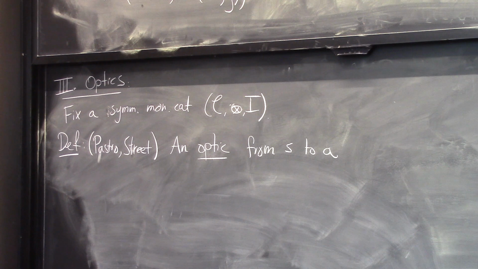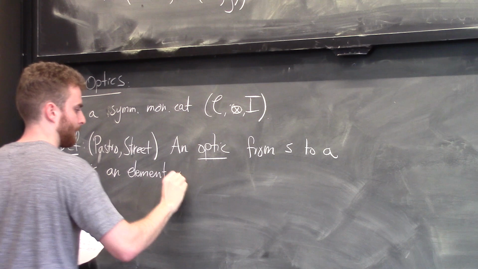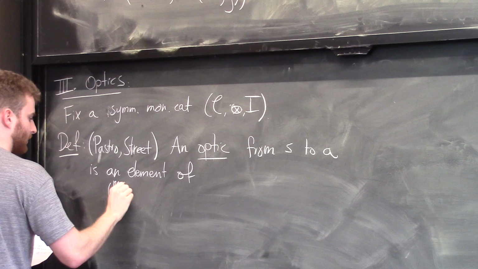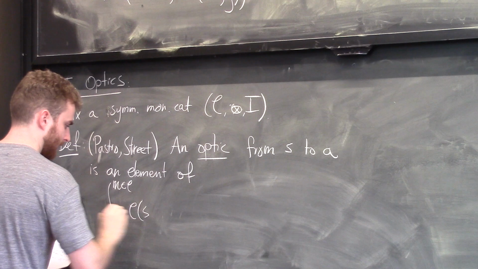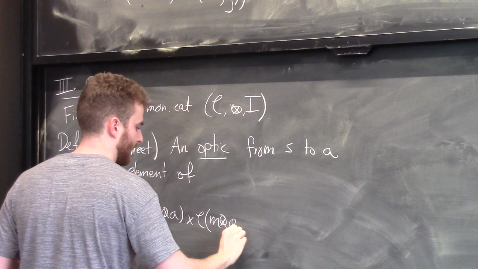They said there is this category. They didn't give a name to the morphism. Okay, so an optic from S to A is an element of the following kind. So we're going to take the coend over M, it's just the letter I chose. So it's the coend of all of the maps from S to M tensor A, and then a map in the other direction from M tensor A back to S.